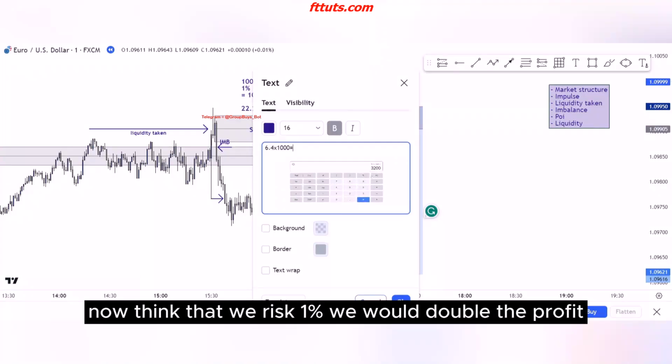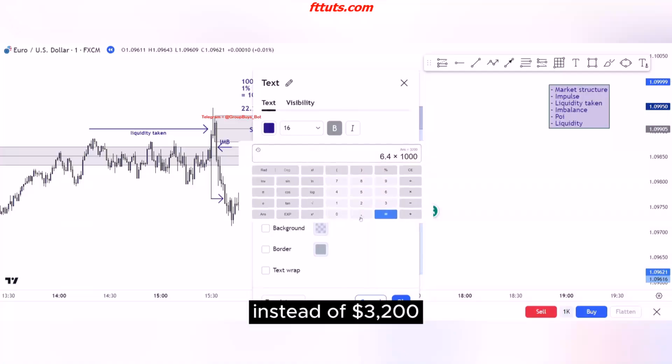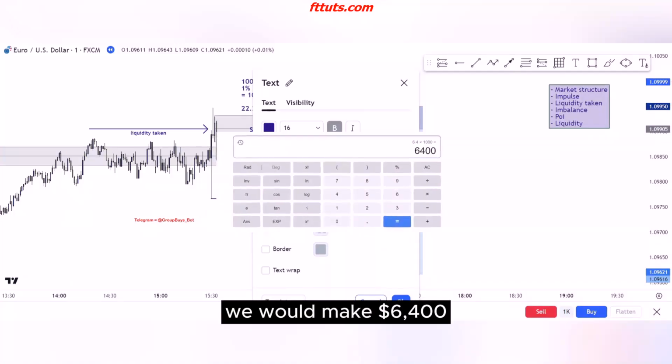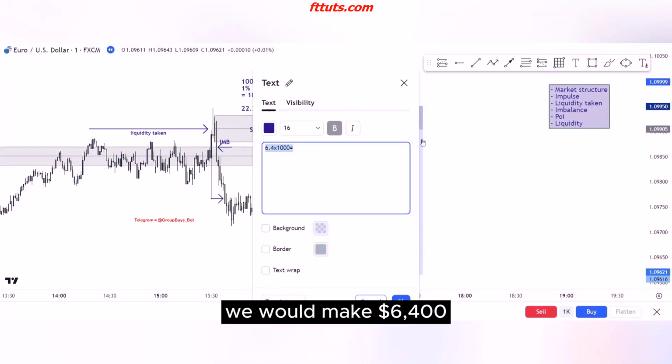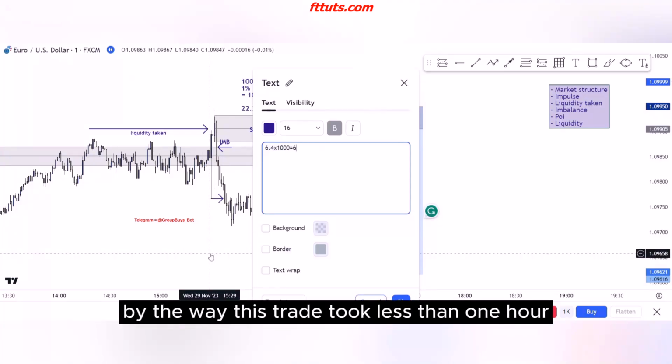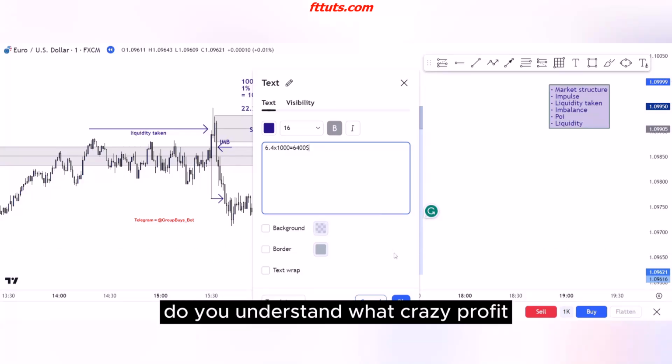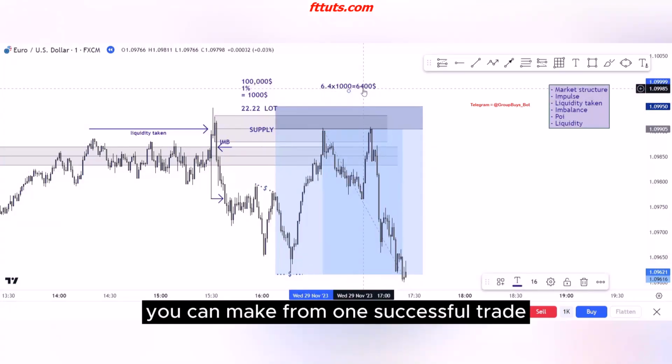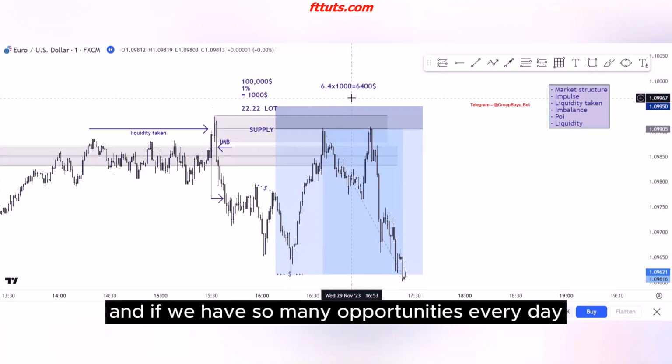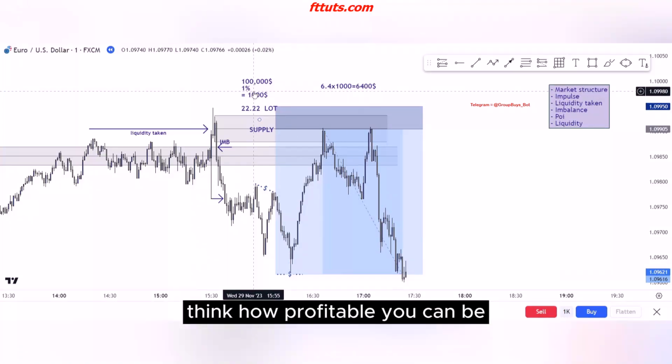Now think that if we risk 1%, we would double the profit. Instead of $3,200, we would make $6,400. By the way, this trade took less than 1 hour. Do you understand what crazy profit you can make from one successful trade? And if we have so many opportunities every day, think how profitable you can be.